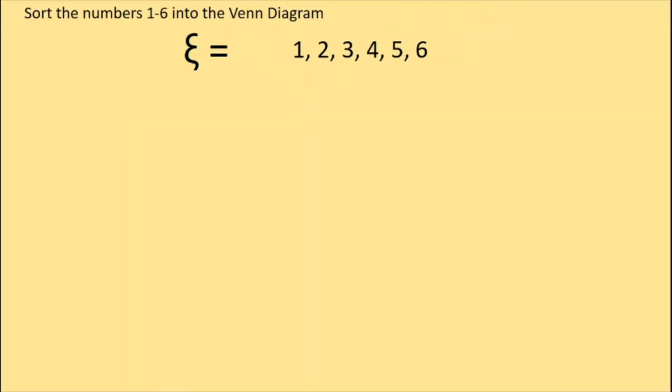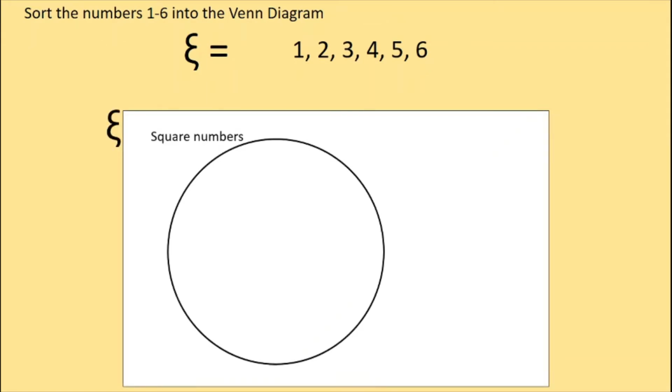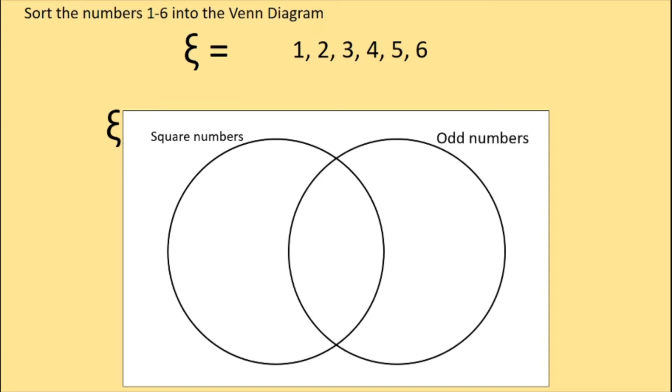Okay. A smaller group then, I just want you to sort the numbers 1 to 6. I'd like you to group it with square numbers on the left and odd numbers on the right. So pause it now, see if you can get them all 6 done, and then continue.